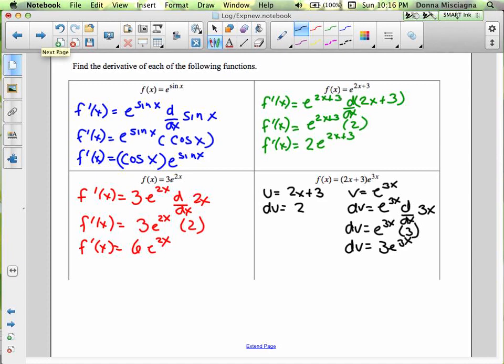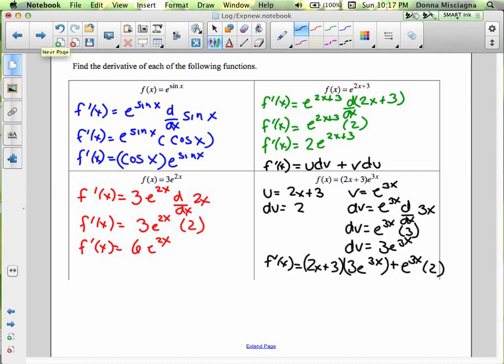Right? And so now we can take the derivative. Remember, for the product rule, our derivative is going to be the first times the derivative of the second plus the second times the derivative of the first. Right? So f prime of x is equal to 2x plus 3. Let's put parentheses around that, because all of that is being multiplied by 3e to the 3x, plus the second part, which would be e to the 3x, times the derivative of the first one, which was 2.